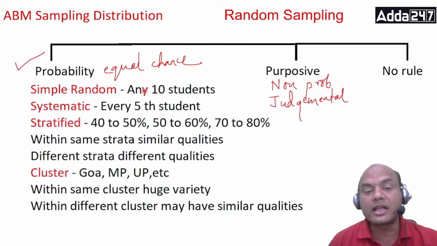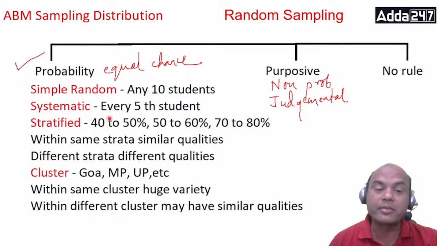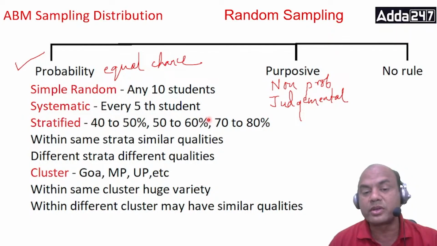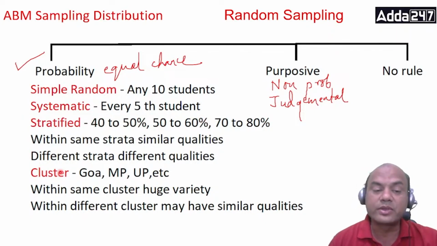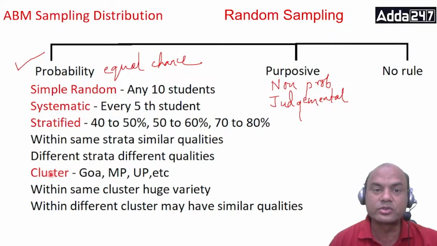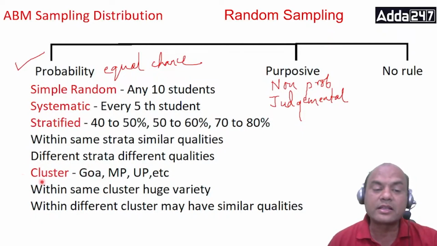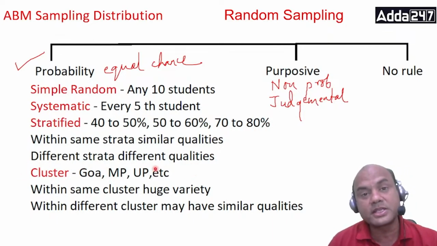Suppose I divide that class of 50 students by marks: those who have got 40 to 50% stand here, 50 to 60 stand here, 60 to 70 stand here, and so on. That will be called stratified. I am creating strata, creating levels over here. And the last one is cluster. Suppose I tell them, those from Maharashtra stand here, those from Delhi stand here, those from Tamil Nadu stand here, and those from any other state stand here. So this is generally cluster. Cluster is generally related to region.